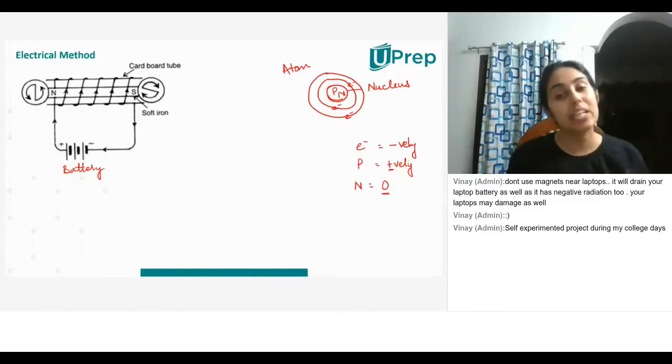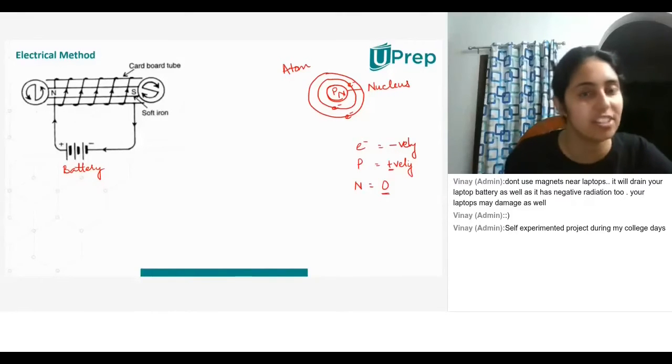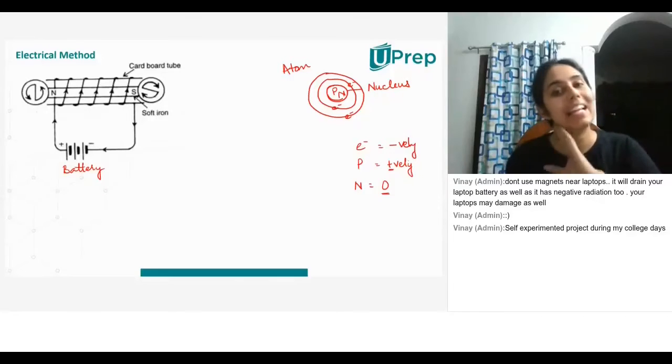Inside an atom we have very, very tiny particles called electrons, which hardly have any mass. Their mass is almost negligible. So all that they have is charge. They are negatively charged.